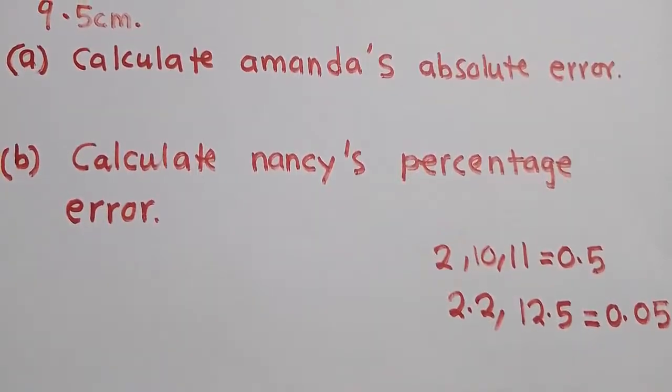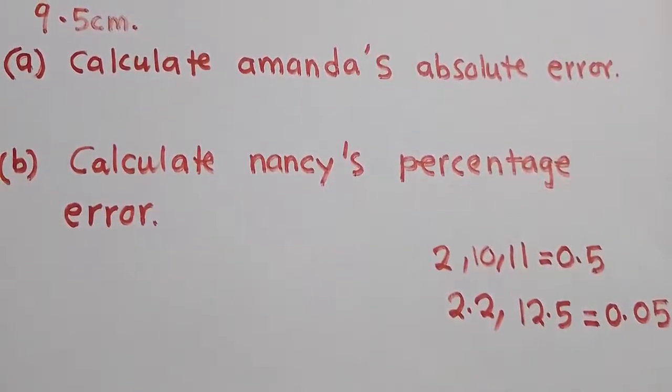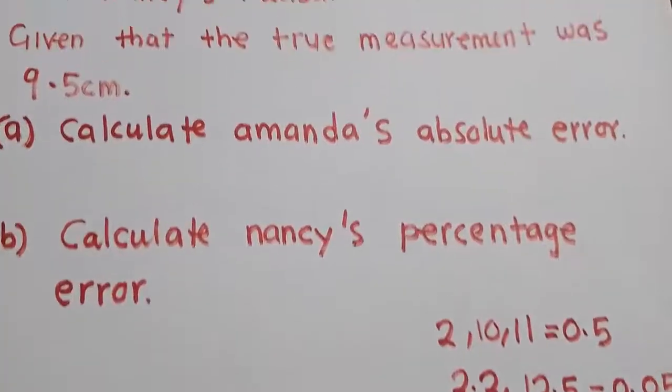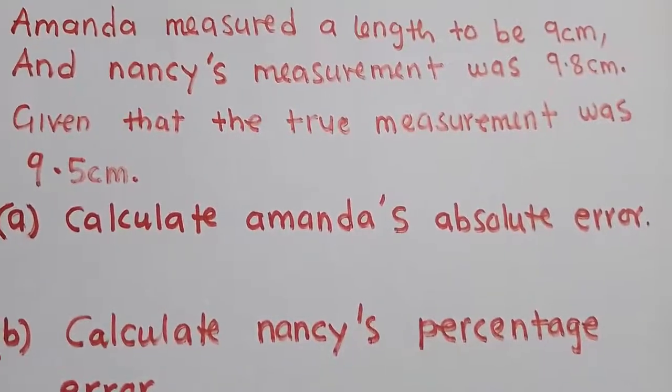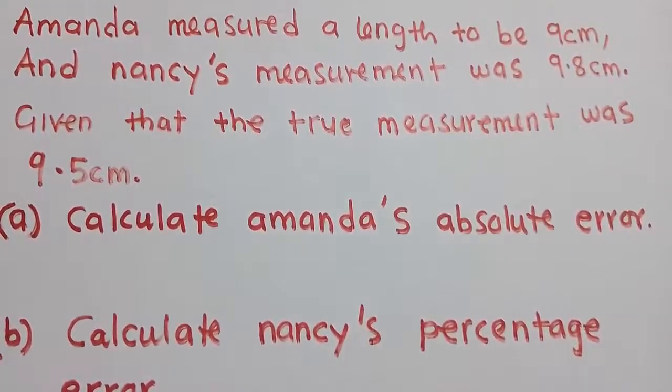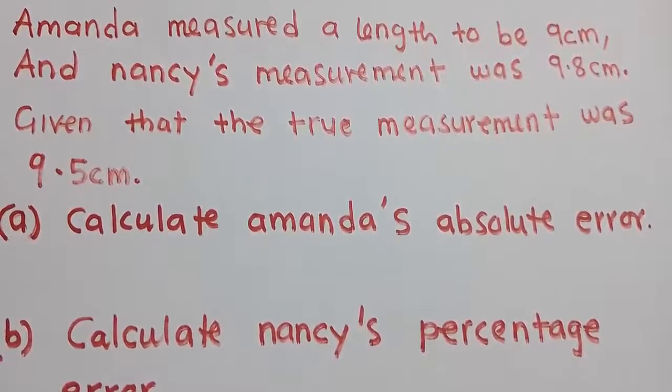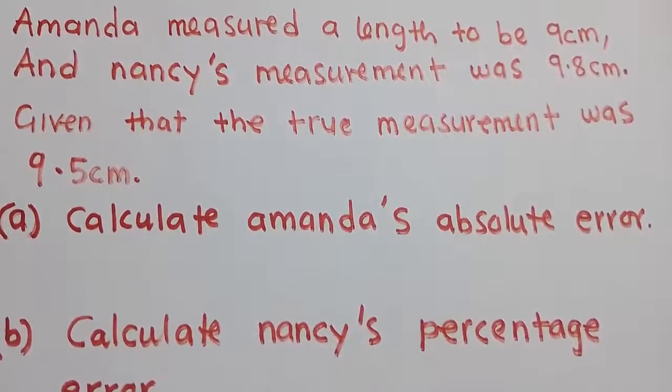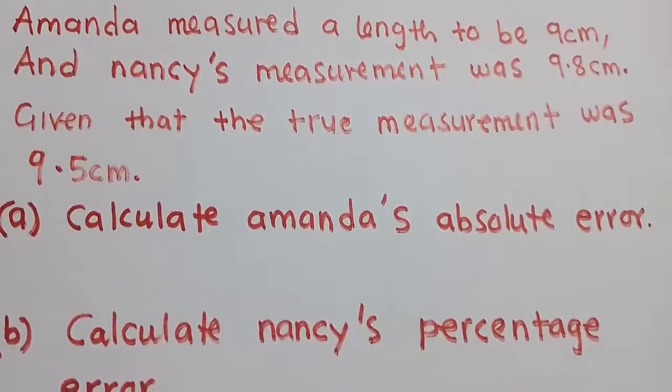But this question is different. So in this question, what are we given? We are given these two individuals' measurements, and we are also given the true measurement. How can you go about such a question? This is what you are going to do to answer this question.